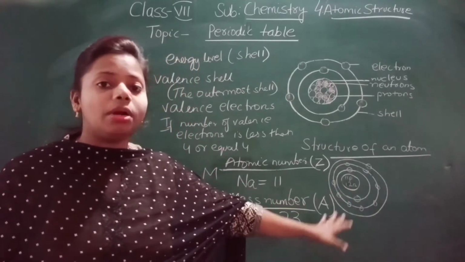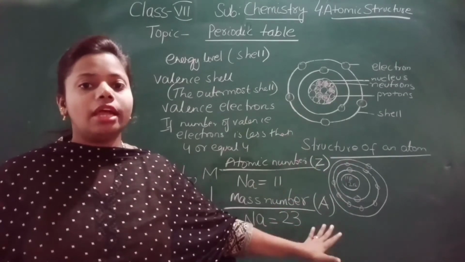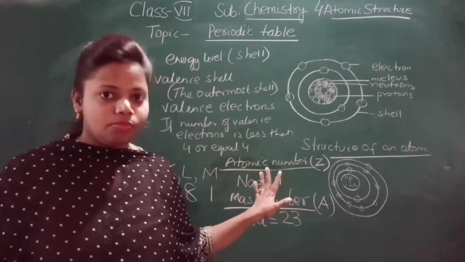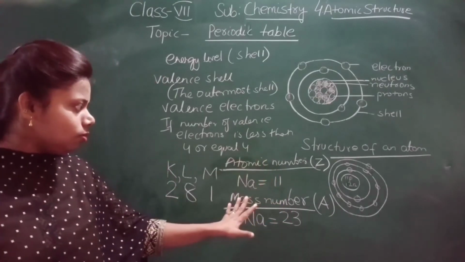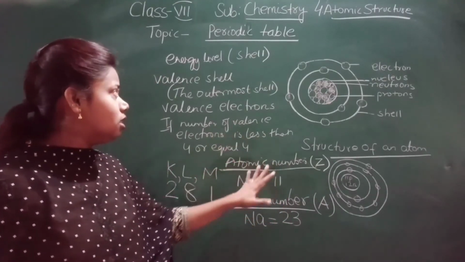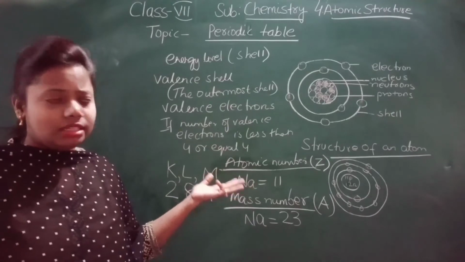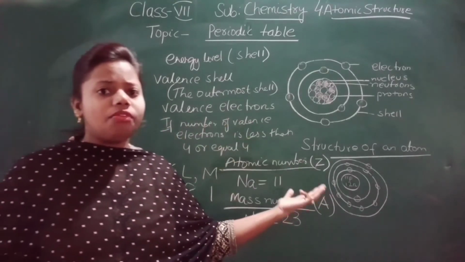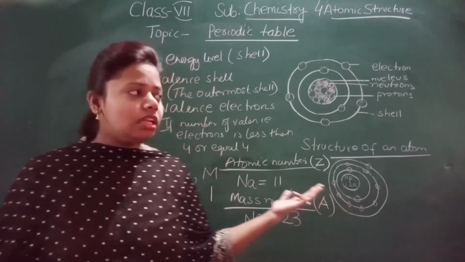It is not given in the book, but I want to teach you in detail so that it will be clear for you. You will go to a higher class, and you will learn more about this. I have told you today about so many things: the energy level, which we call the shell, and the valence shell, the outermost shell. The number of electrons present in the outermost shell, we call valence electrons.